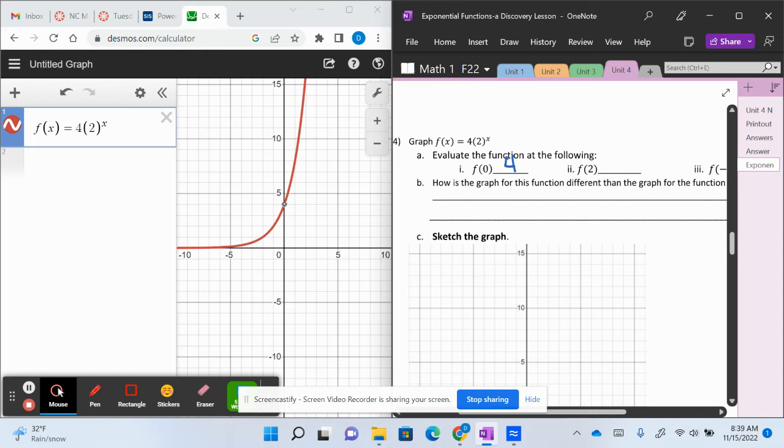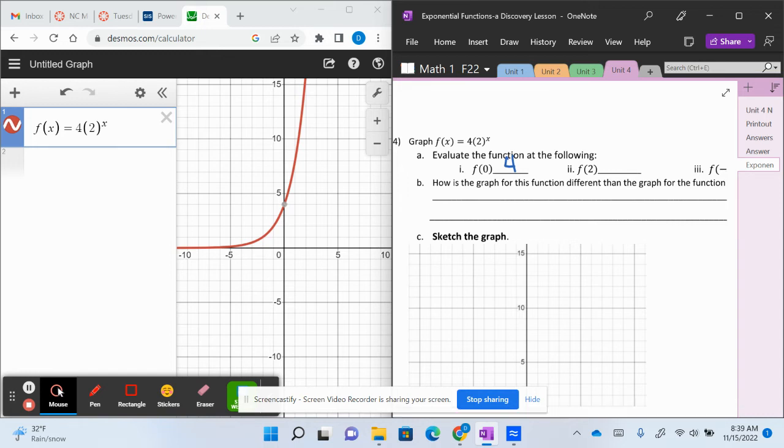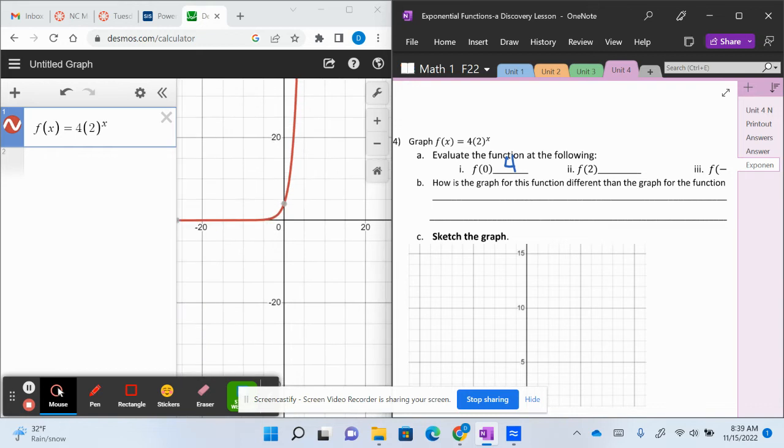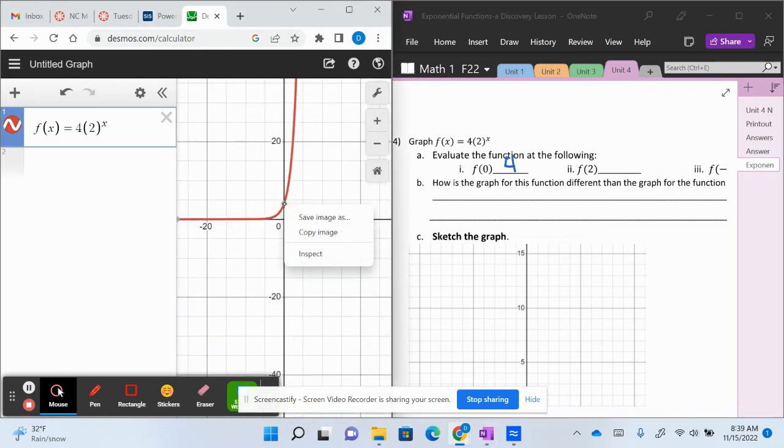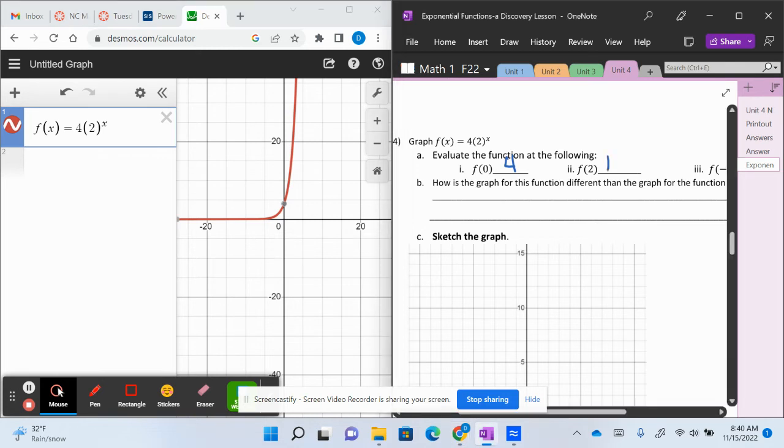F of 2, when I let x equal 2, you can scroll all the way up here and see that when x is 2, it's going to be right here at 16. Because 2 squared is 4, and 4 times 4 is 16.